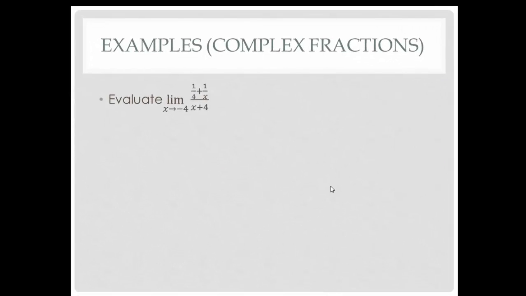Let's take a look at another one. We're trying to take a look at all the different kinds of curveballs you can get thrown with these. This is a limit in which you're asked to find the limit as x approaches -4 of 1/4 plus 1 over x plus 4. This involves what we refer to as a complex fraction, and complex fraction just means you've got fractions within fractions. So this is one large fraction, but it's got fractions in its numerator in this particular case.